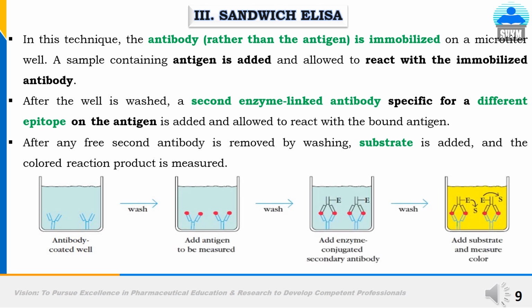The third type of ELISA technique is sandwich ELISA. In sandwich ELISA, antibodies are immobilized in the wells of polystyrene plate and samples containing antigens are allowed to react with the antibodies which are coated in the plate. After we do the washing step, we add enzyme linked secondary antibody specific to a different epitope of the same antigen and allow it to bind to that antigen. Now we carry out the washing step so that unbound secondary antibodies are washed off and then we add the substrate which is specific to the enzyme. This substrate and enzyme will react and generate the colored product which is measured in terms of absorbance.